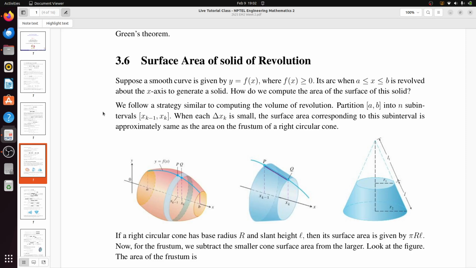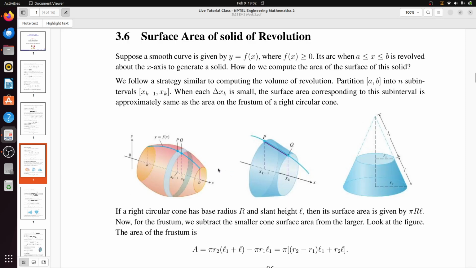Suppose a smooth curve is given by y equal to f(x), where f(x) is greater than or equal to 0. Its arc, when a is less than or equal to x, less than or equal to b, is revolved about the x-axis to generate a solid. How do we compute the area of the surface of this solid? This is our query.